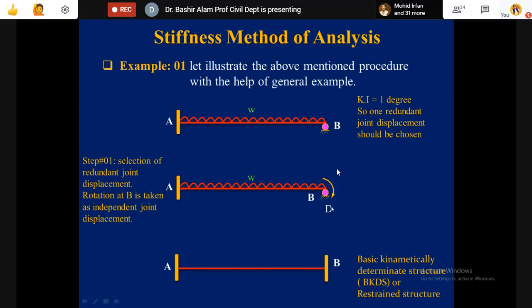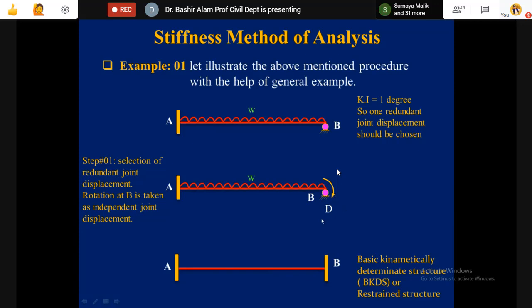How do we make it kinematically determinate now? We just fix this support, clamp it. So a fixed support is provided here. So the basic kinematically determinate structure, or restraint structure, is of this shape now. Always to restrain something, you have to provide a fixed support, because a fixed support does not allow any horizontal translation, vertical translation, or rotation. What we are restraining here is theta B, the rotation at B, and that is designated by D.